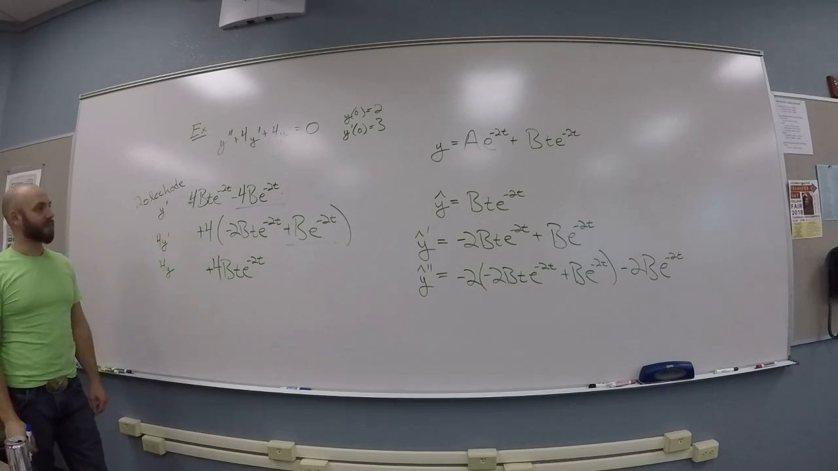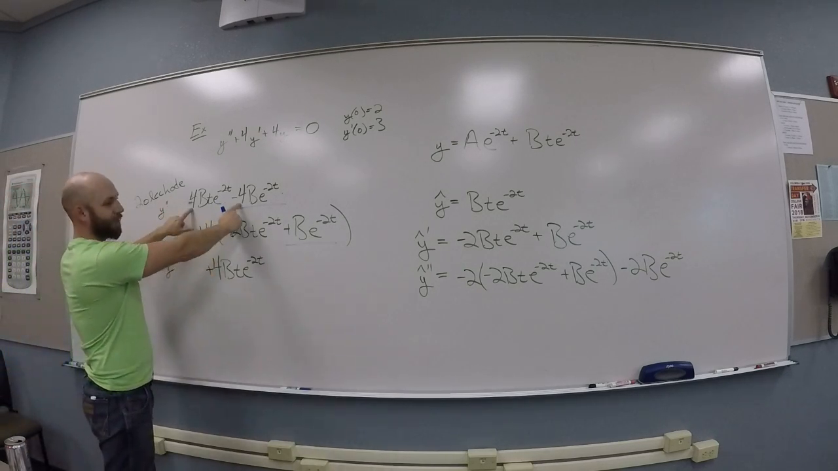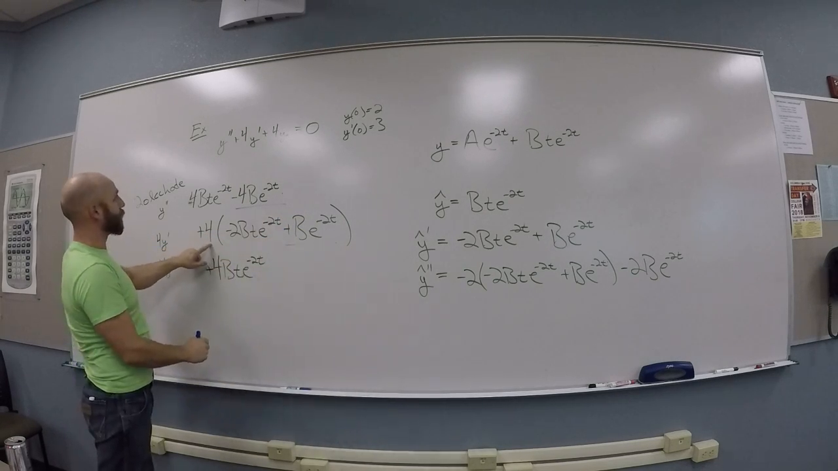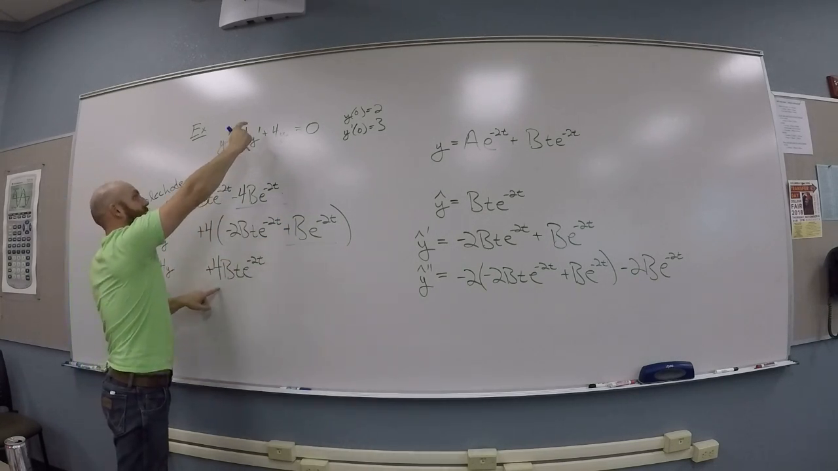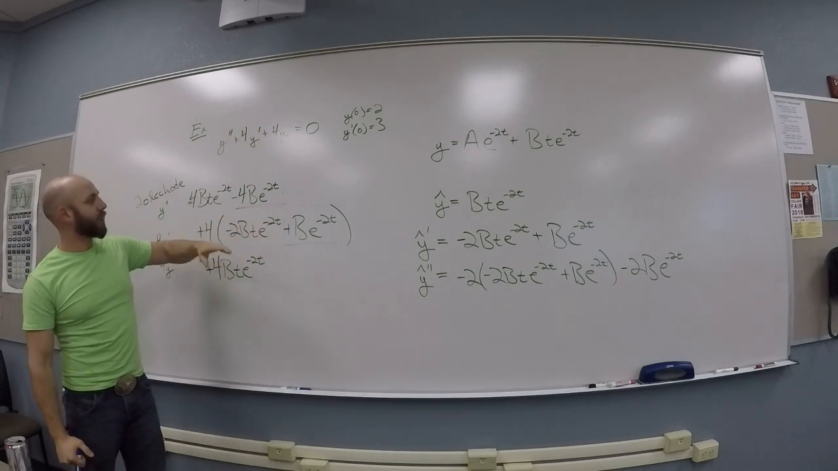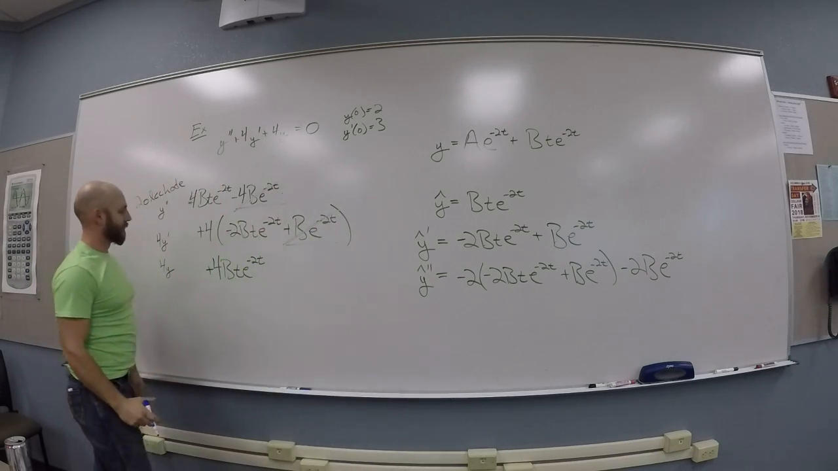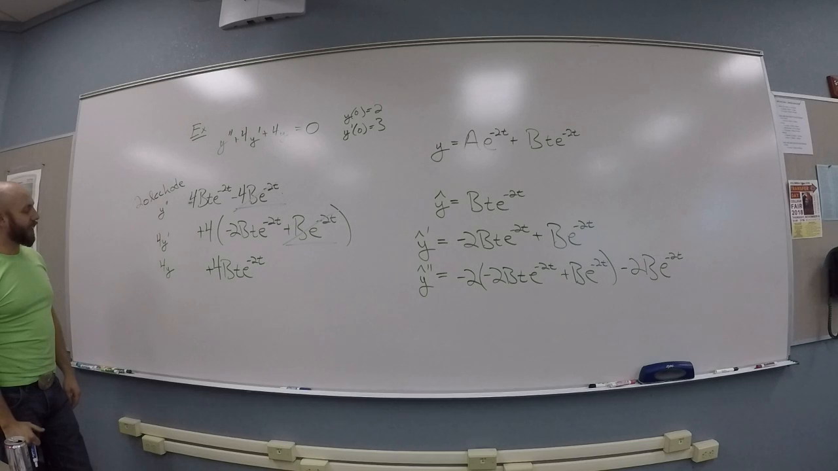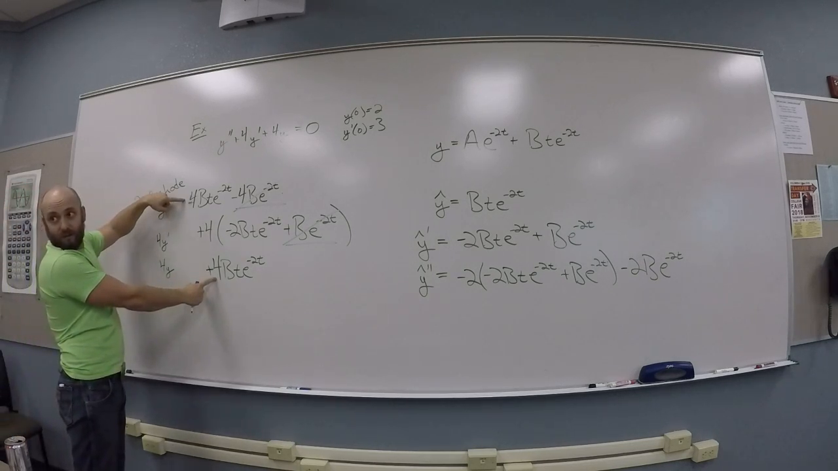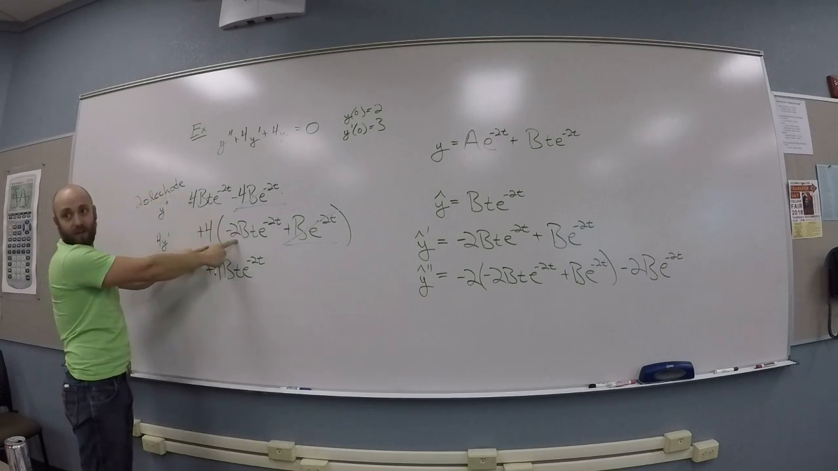Why are those 4s up front, real quick? Just because these two 4s are from distributing. And this one is that, and this one is that. Okay, so these two cancel. And then I have bt e to the minus 2t, and minus 8 of them here.